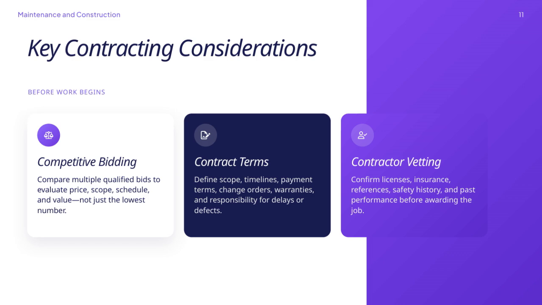Additionally, vetting contractors thoroughly is crucial. We should confirm their licenses, insurance coverage, safety history, references, and past performance before awarding the job. Taking these steps helps minimize risks and sets clear expectations for maintenance and construction work ahead.